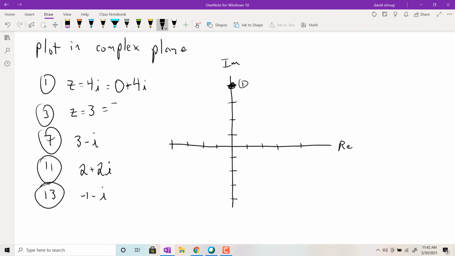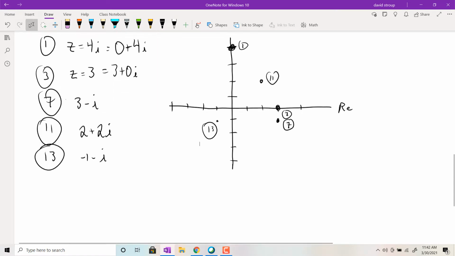z equals 3 is really the same as 3 plus 0i. Okay? So you're just going to move 3 in the real numbers and leave it alone. Then we have some normal ones here. So 3 minus i, so 1, 2, 3 in the real, and then down 1 in the imaginary. So that's problem 7. 2 plus 2i, so 1, 2, and then up 2. That's number 11. And then negative 1 minus i, so negative 1 in this direction, and down 1. That's problem 13. Okay, so pretty easy, right?